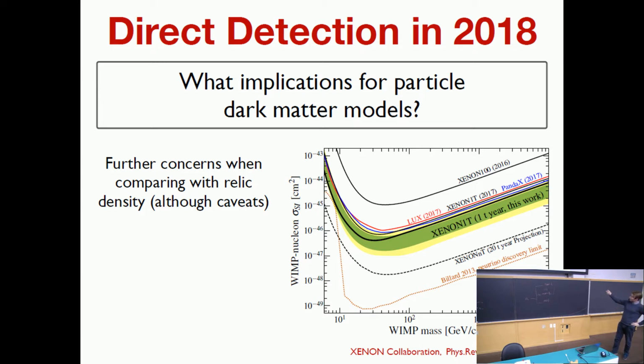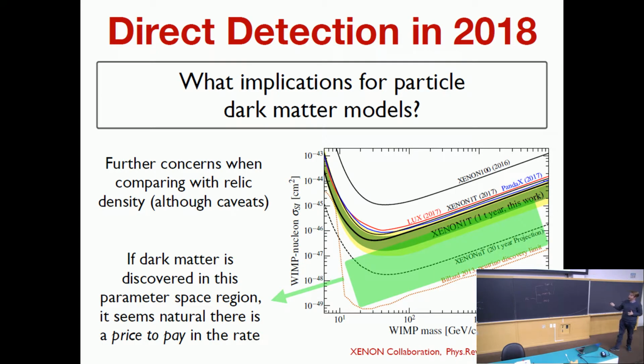So we are facing a situation where the limits are stronger and stronger with time. They were already concerning a few years ago when I started working on this. And it seems natural, at least to me, that if the dark matter lives in this region of parameter space, so cross-section below the limit, and let's say above the neutrino floor, even though we heard this morning one possibility to overcome this barrier, it seems natural that there is a price to pay in the rate, in the sense that the cross-section is small because of a good reason to be small, not just because we put it small by hand.